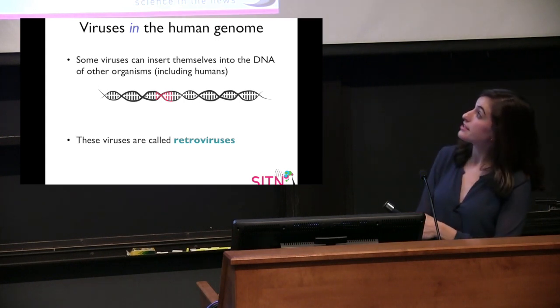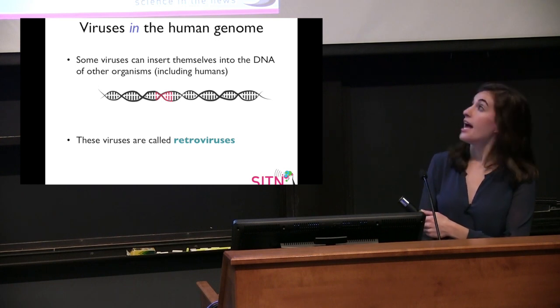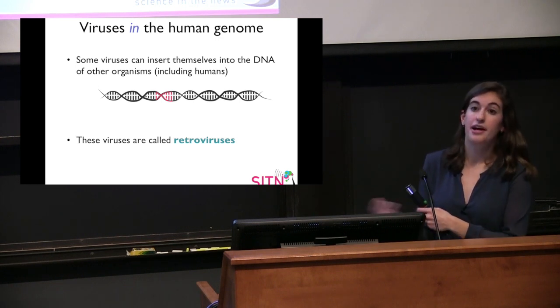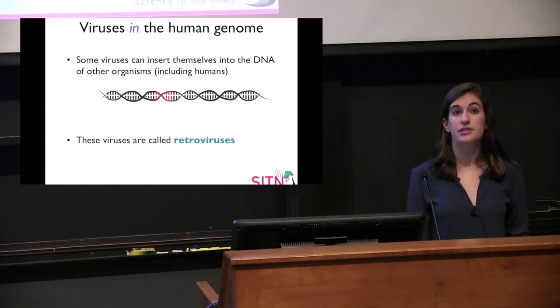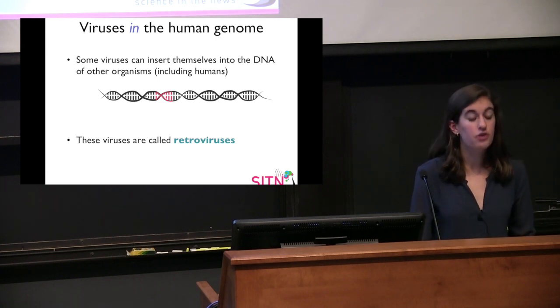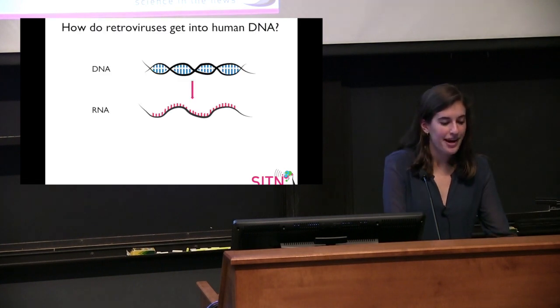So what I'm showing here is maybe this black DNA is our human DNA, and the pink is the virus that has inserted itself in there. And this is a special type of virus that's called a retrovirus. So the big question is, how did it get in?